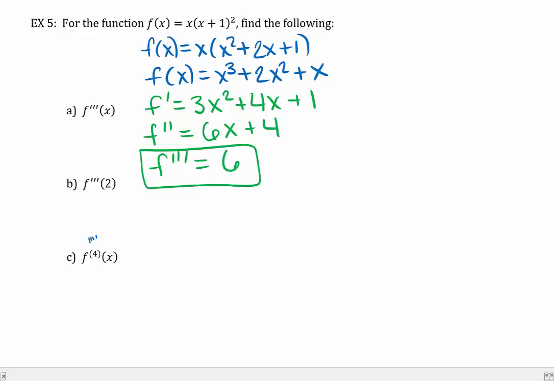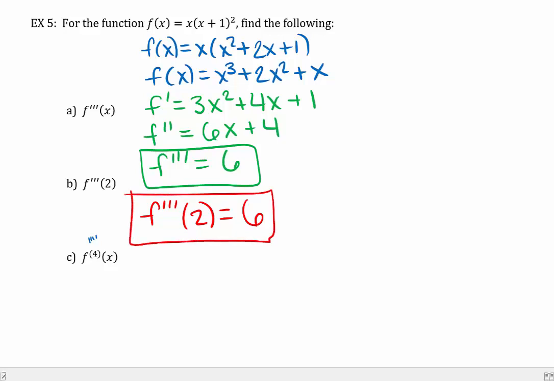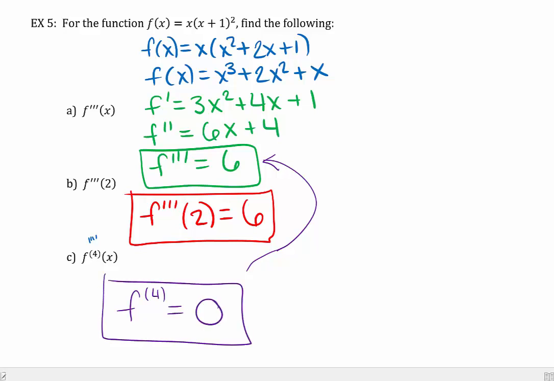Now in part B, they want us to take x equals 2 and plug that into the third derivative. There aren't really any x's to plug it into. The third derivative is just a constant. You get the constant 6. If there were x's in that derivative, we would plug 2 in for x. And then the fourth derivative, so now I'm taking the derivative of my third derivative, and the derivative of 6, well, that's a constant, so the derivative of a constant is 0.